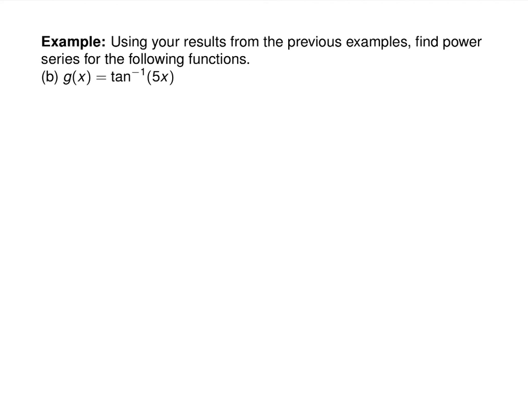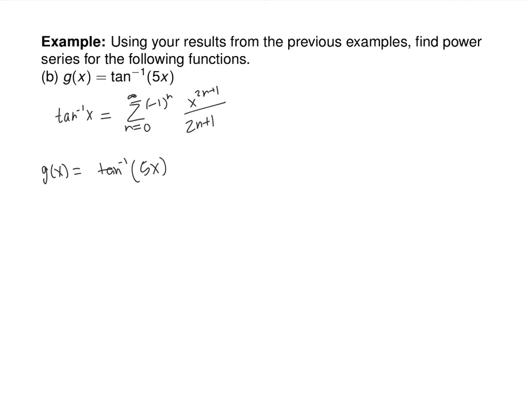And similarly, let's use arctan. So we know that the formula for the power series for arctan, or tan inverse of x, is the sum from n equals 0 to infinity, negative 1 to the n, x to the 2n plus 1 over 2n plus 1. So for g of x, which is inverse tangent of 5x, we just plug in 5x for the x.